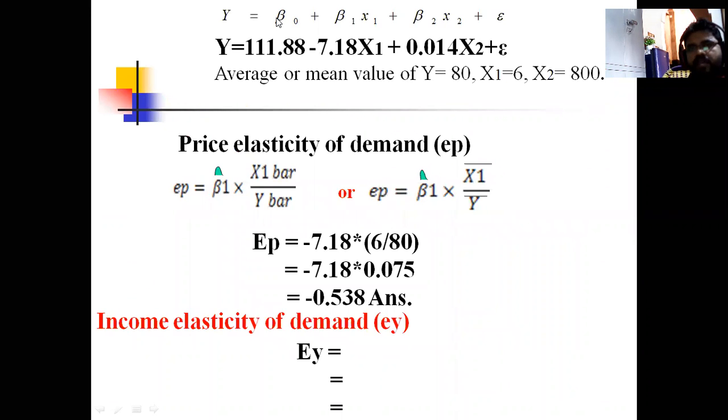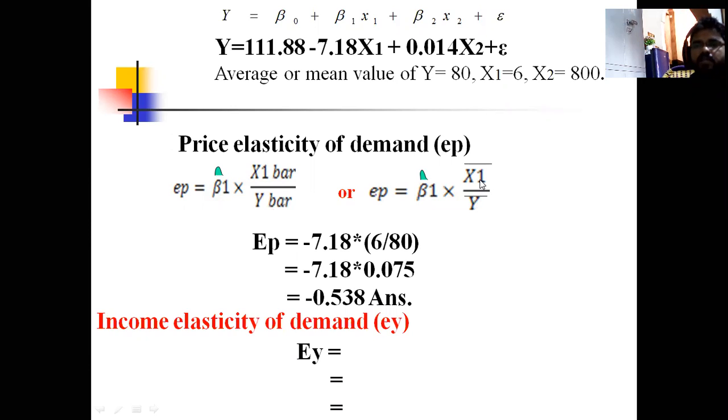Then first we need to estimate the price elasticity of demand, or we can write the elasticity of demand with respect to price only. The formula of price elasticity in regression analysis is simple. You can remember: elasticity of price is equal to beta 1 cap into x1 bar. You can write the bar symbol above x1, then y bar. Elasticity of price is equal to beta 1 cap into x1 bar by y bar.